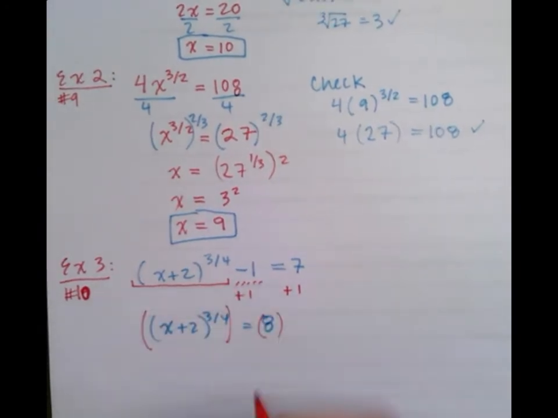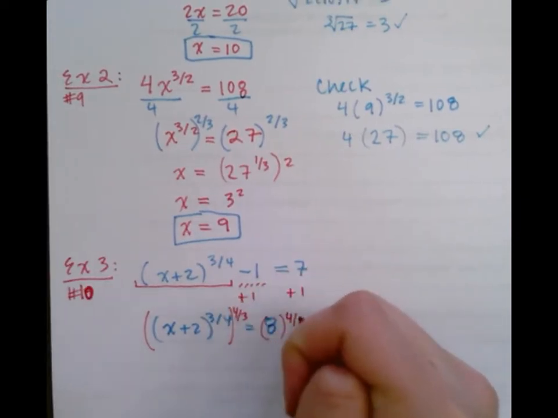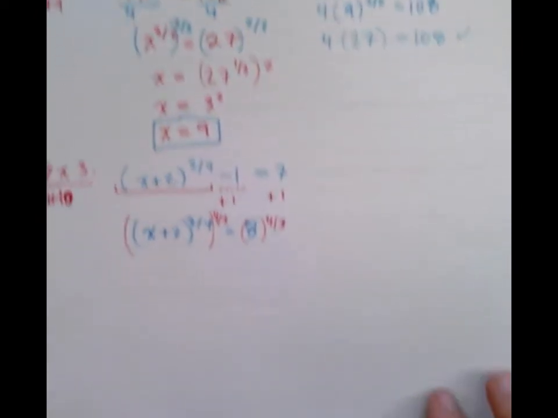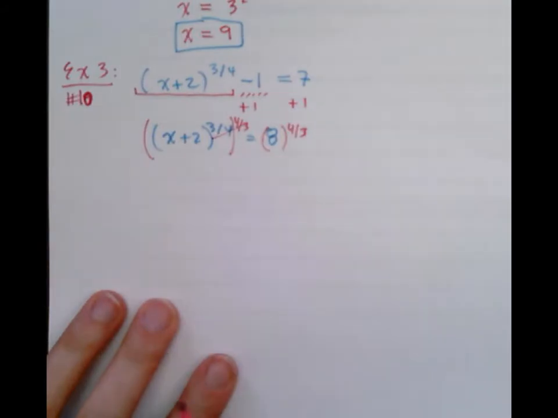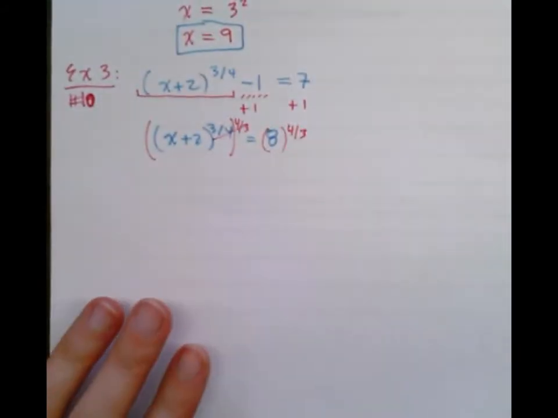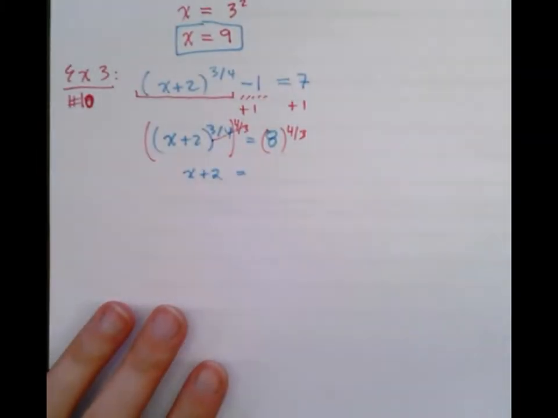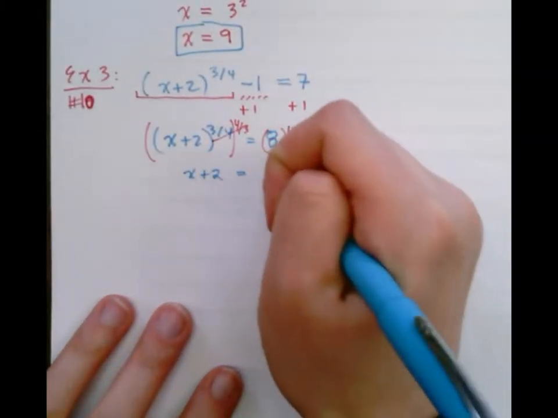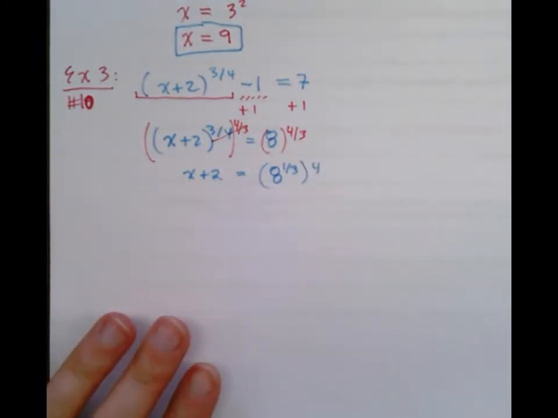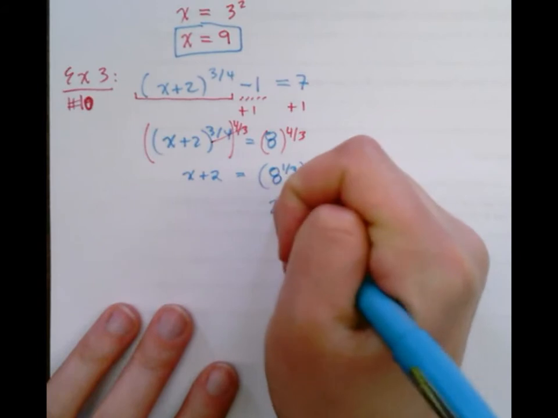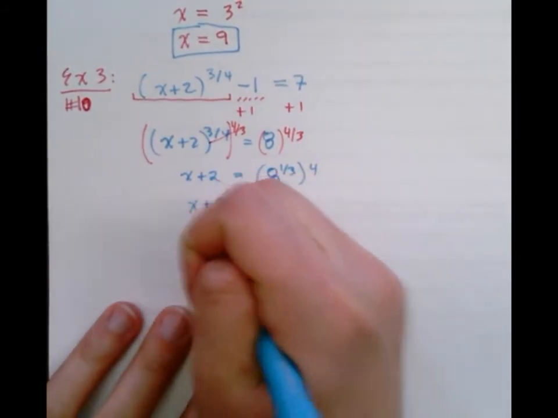The way I do that is raising it to the reciprocal power. So that would be 4/3. Whatever I do to one side, I do to the other side. Okay, on my left-hand side, these will cancel. We'll be left with the x + 2. And on the right-hand side, I'm going to split that up into 8 to the 1/3 raised to the 4th power, because that's easier for me to do in my head. So 8 to the 1/3 is 2. And then I would do 2 to the 4th power, which is 16.